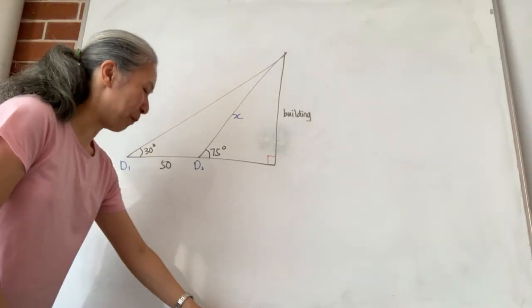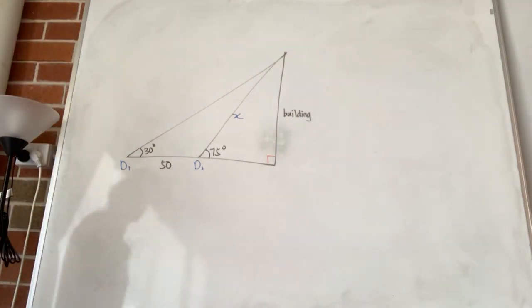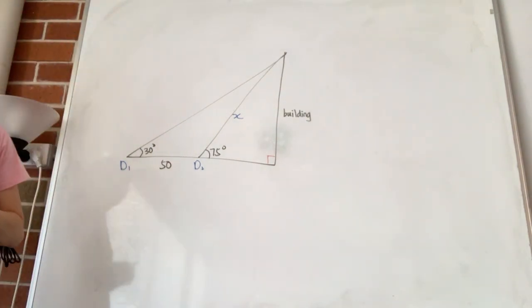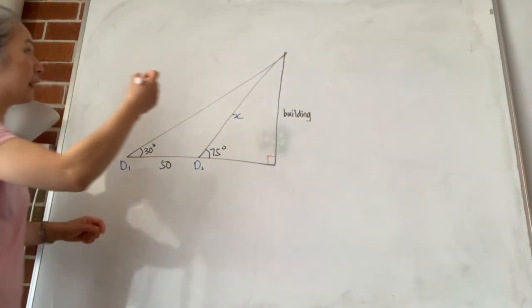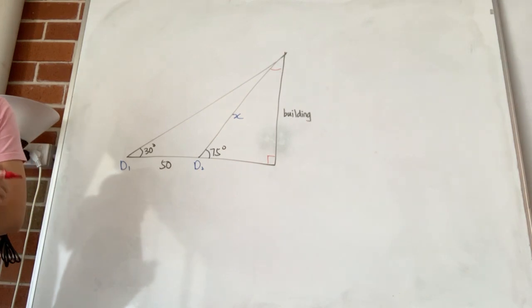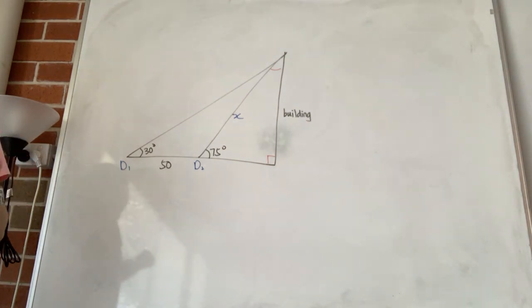Okay, so piece by piece, what can you label? I'm not finding, I'm just labeling. You can take the top angle of that triangle. This angle, what would that be? Yes, do some calculations.